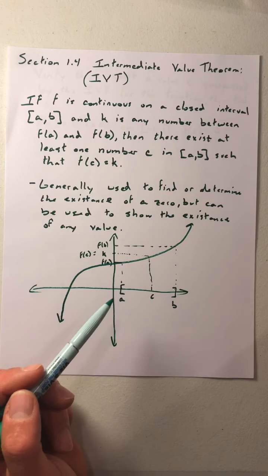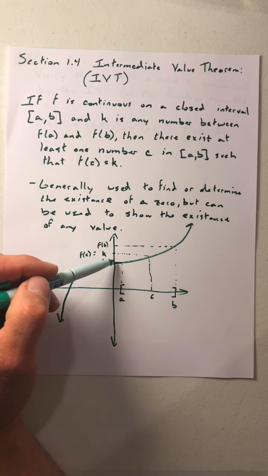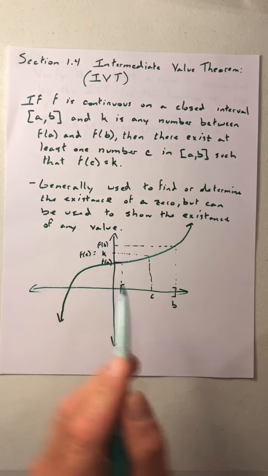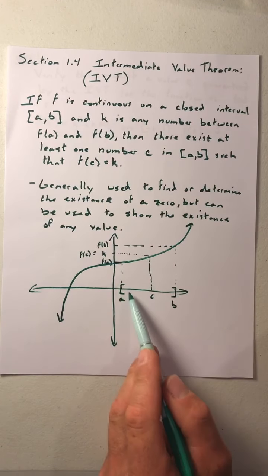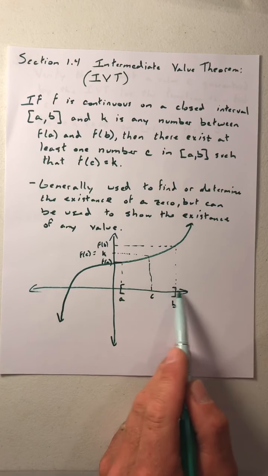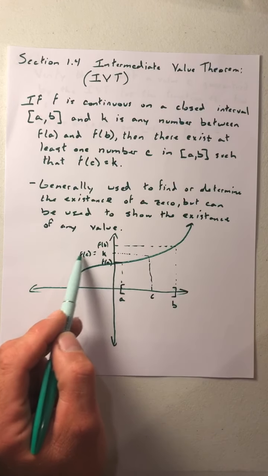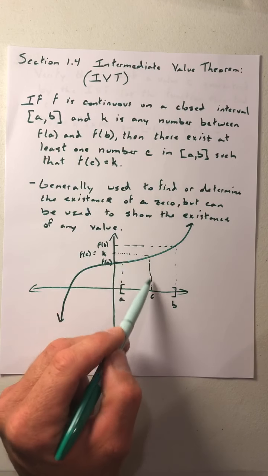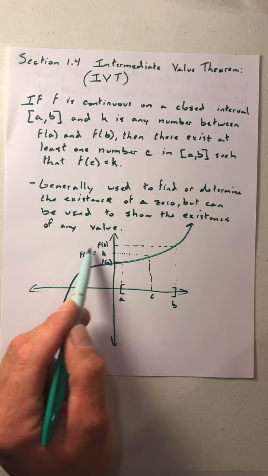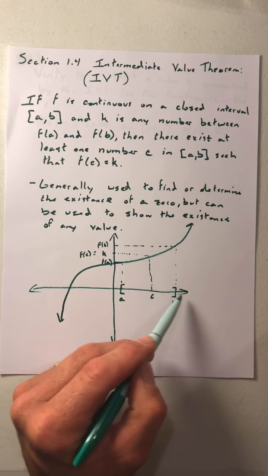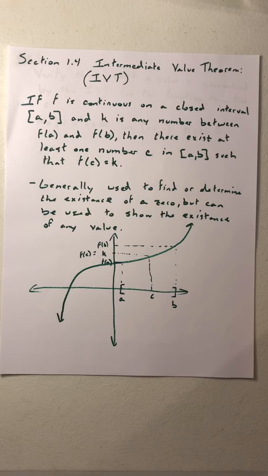So why is that important? Well, if we know f of a and f of b, and this is a continuous function, then if f of c is between f of a and f of b, then c has to be between a and b. Kind of work my way backwards there.